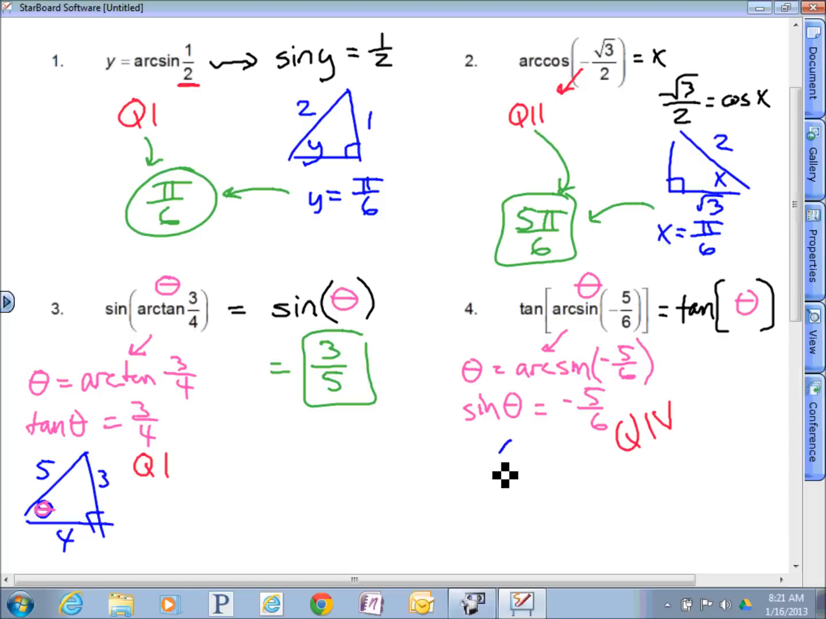So now I need a reference triangle. I'm going to put my theta on here. Let's see what we got going. So here's theta, and my opposite side is supposed to be 5, and my hypotenuse is supposed to be 6. 6 squared is 36, 5 squared is 25, 36 minus 25 would be 11. This third side is root 11. So there's my reference triangle. Remember, we're talking about this reference triangle with quadrant number 4.